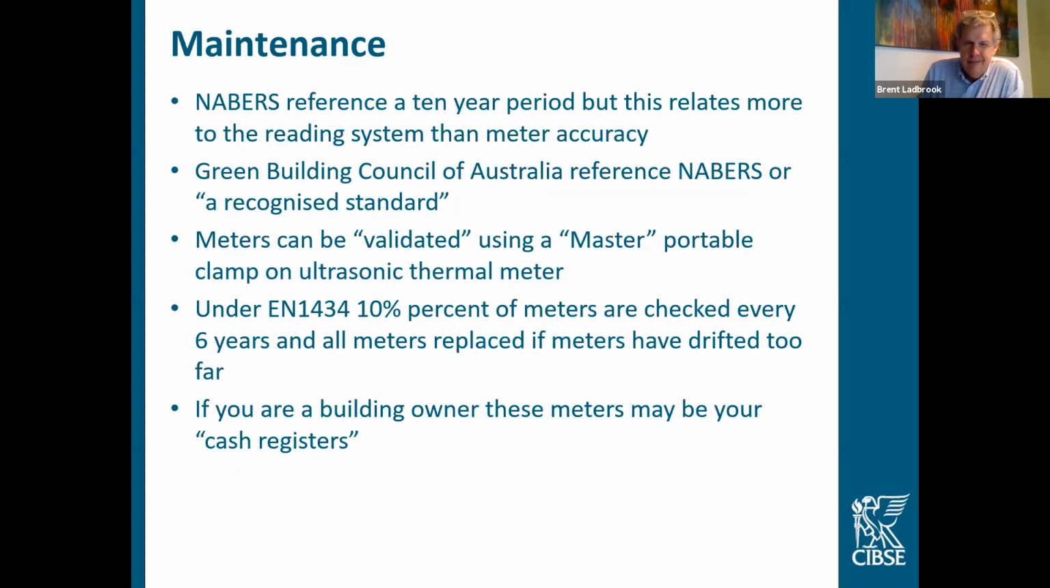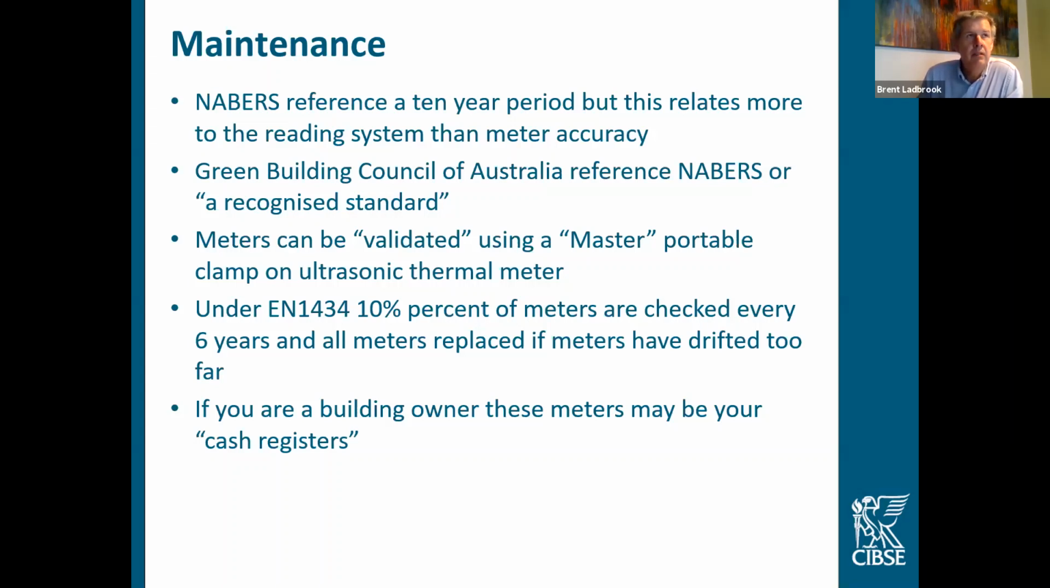The bigger the pipe, the bigger the flow, the closer to the chiller you are, perhaps the easier that gets. Under European standards, and this varies from country to country, they'll take out 10% of meters and they'll do that every 6 years. And if a certain amount have drifted by too far, so gone off calibration by too far, you must replace all of the meters in that jurisdiction. So in Europe, there's a very, very strong push to having meters that do not drift. So ultrasonic meters do not drift like a magflow or a mechanical meter.